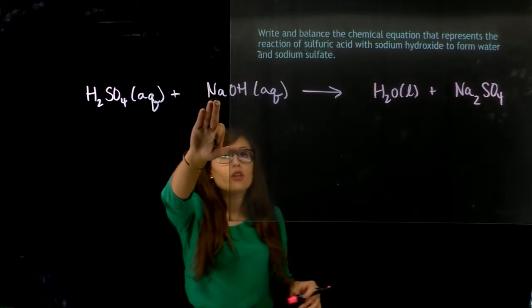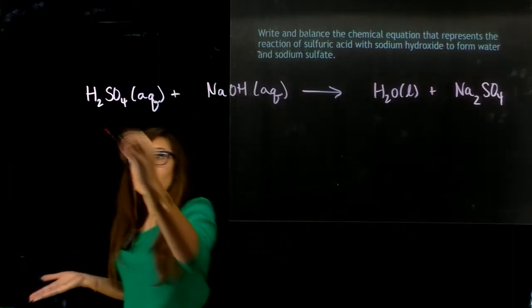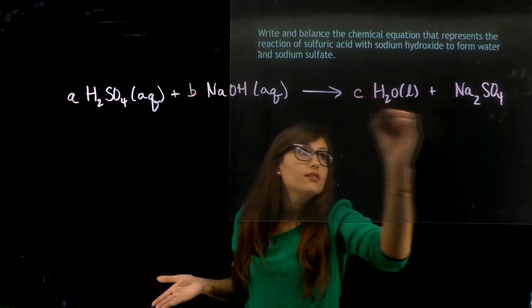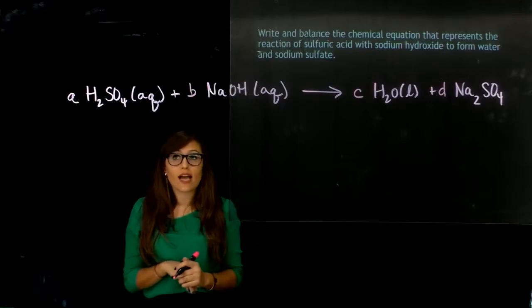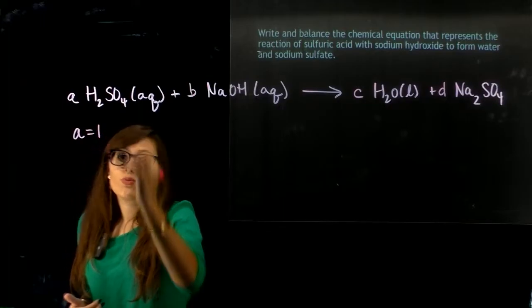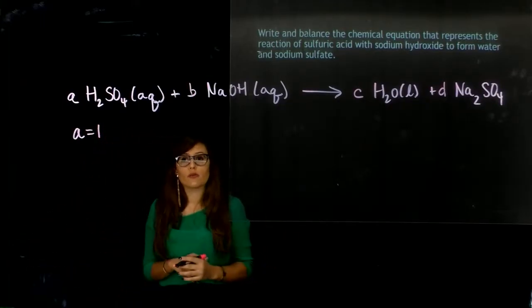Well, we have 1 sodium on the left, 2 on the right. We know it's not balanced. Let's go ahead and put our variables, so A, B, C, and D, and let's start solving for these one at a time. Remember, A is always equal to 1, and by setting that equal to 1, you can then start to solve for the rest of your variables.